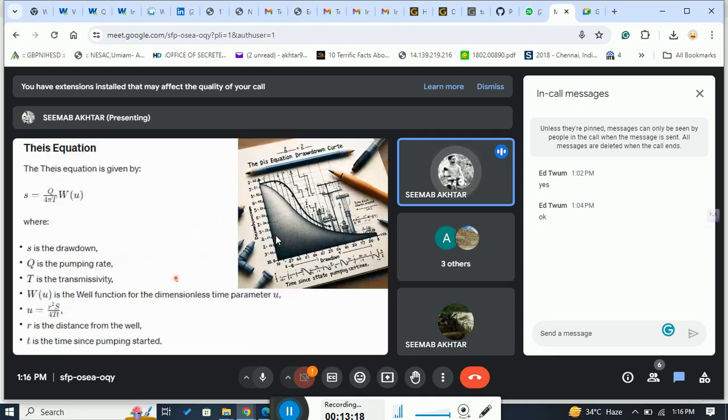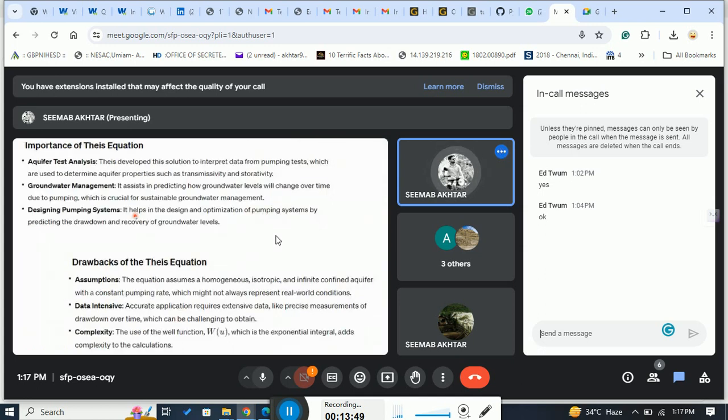Now, Theis's equation. What is Theis's equation? Theis's equation is given by this: s = Q / (4 pi T) W(u), where W(u) is the well function, s is the drawdown, Q is the pumping rate, T is the transmissivity, and W(u) is the well function for a dimensionless time parameter u. Here u = r squared S / (4 T t), where r is the distance from the well, t is the time since pumping started, and S is the storability.